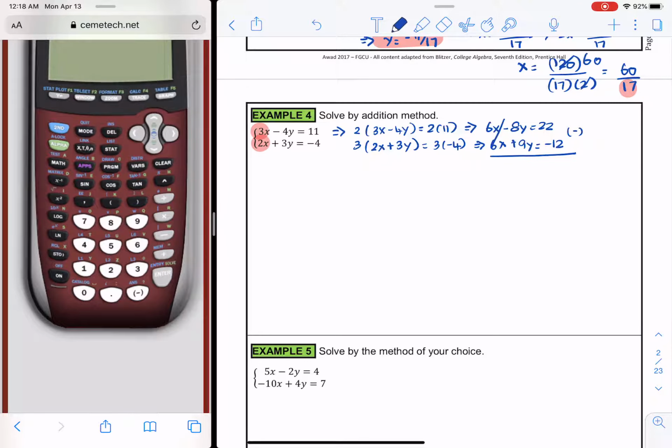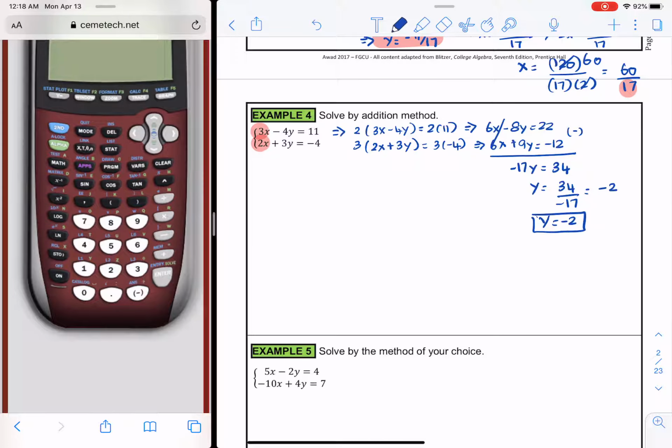Negative 8y minus 9y is negative 17y. 22 minus 12 would be 22 plus 12. So I get 34. Y would be 34 over negative 17, which is negative 2. So the solution to y is negative 2.